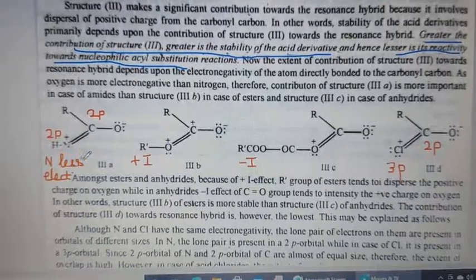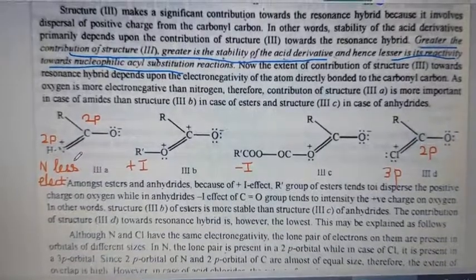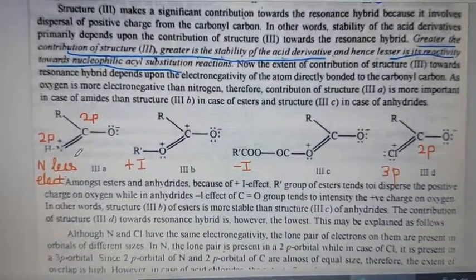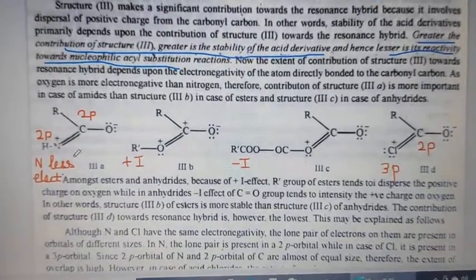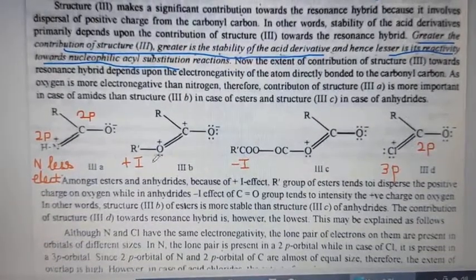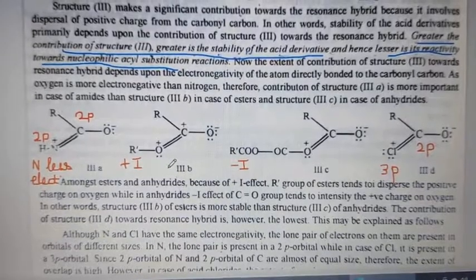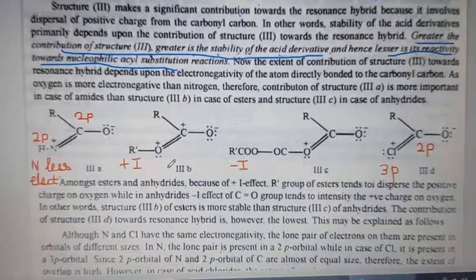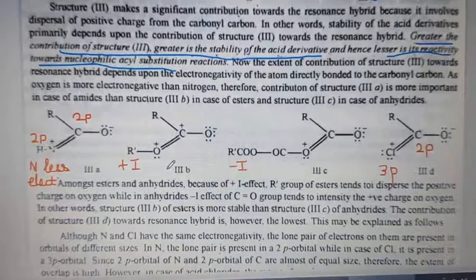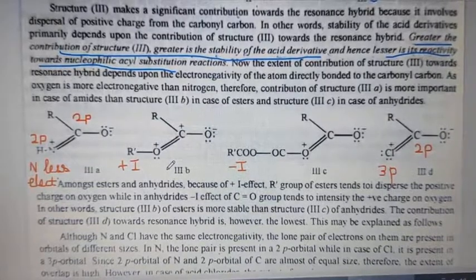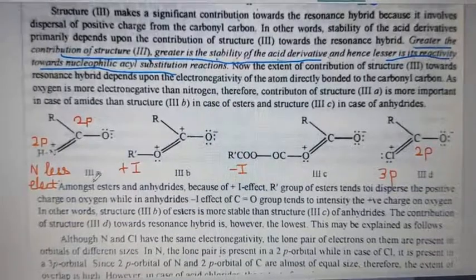So nitrogen can easily contribute its electron. So here delocalization of electron is easily possible because of the lower electronegativity of nitrogen. But in case of acid anhydride and ester, there is oxygen that is more electronegative. So these two are less stable: structures 3B and 3C in both these cases are less stable as compared to 3A.